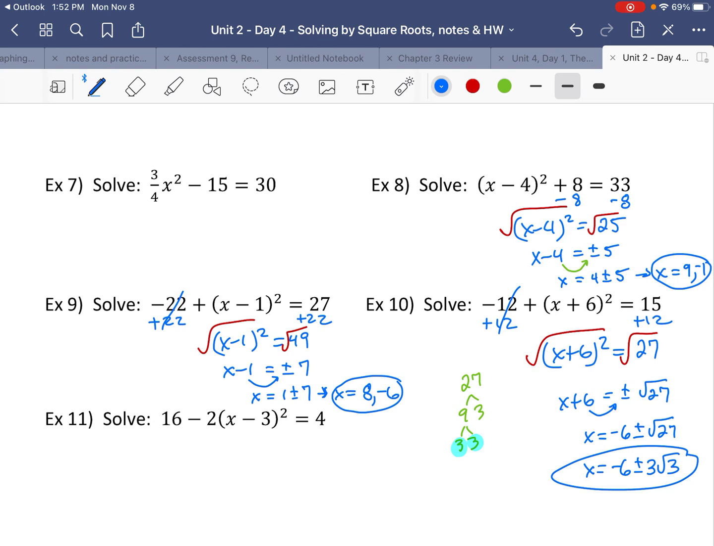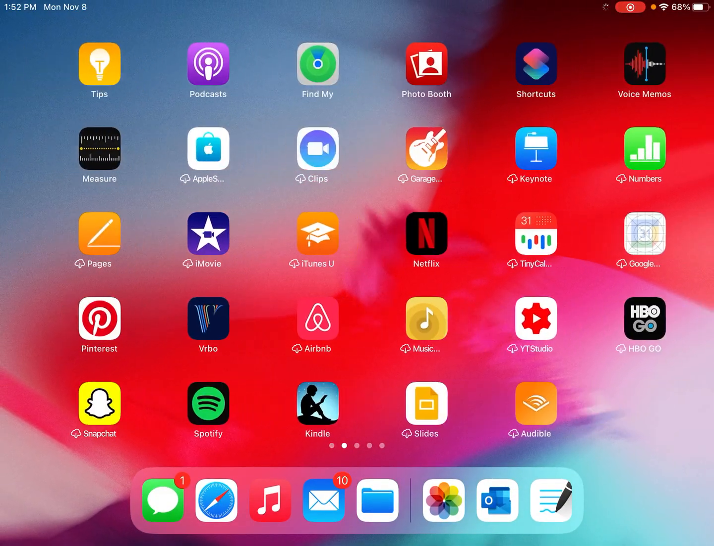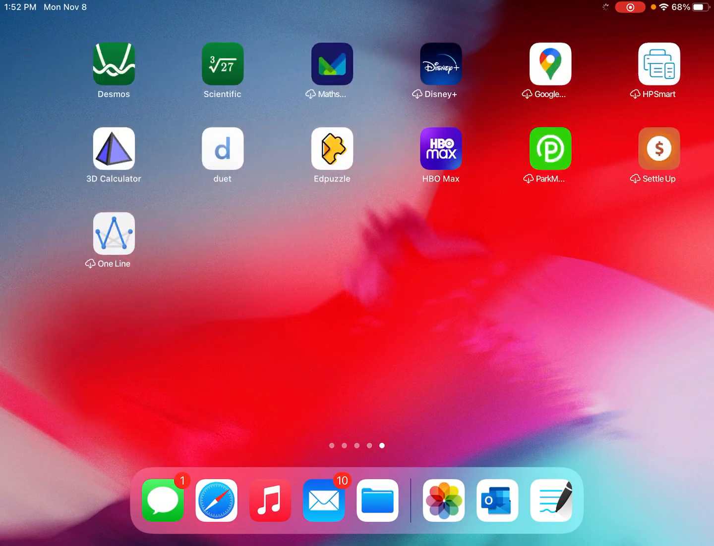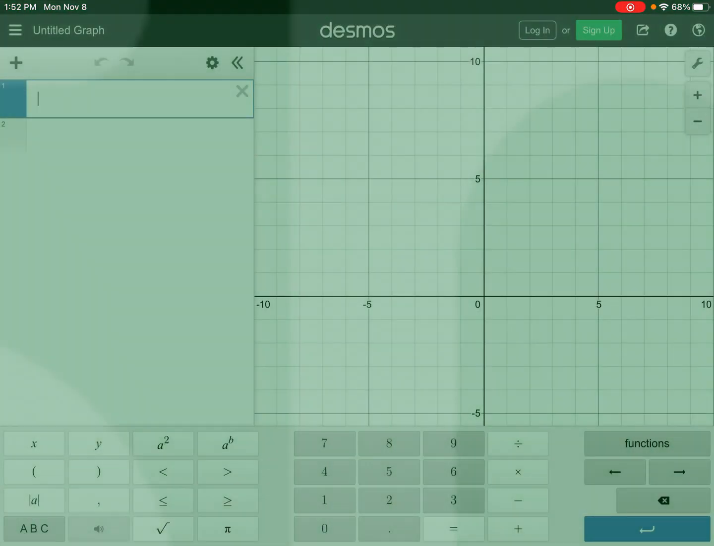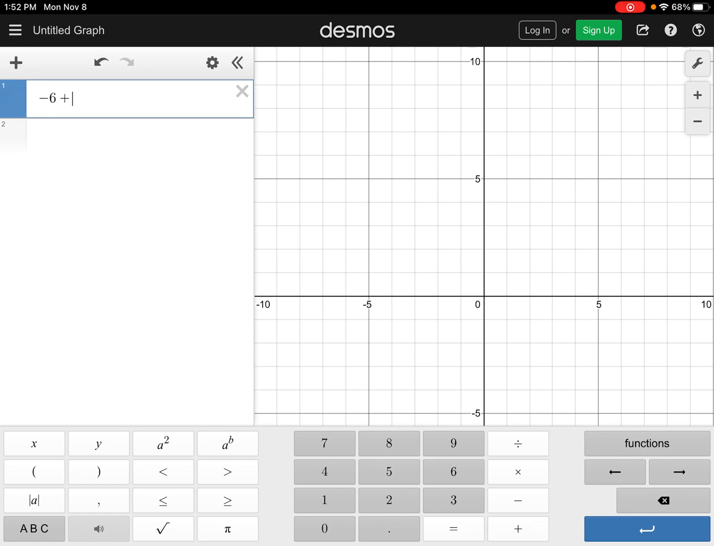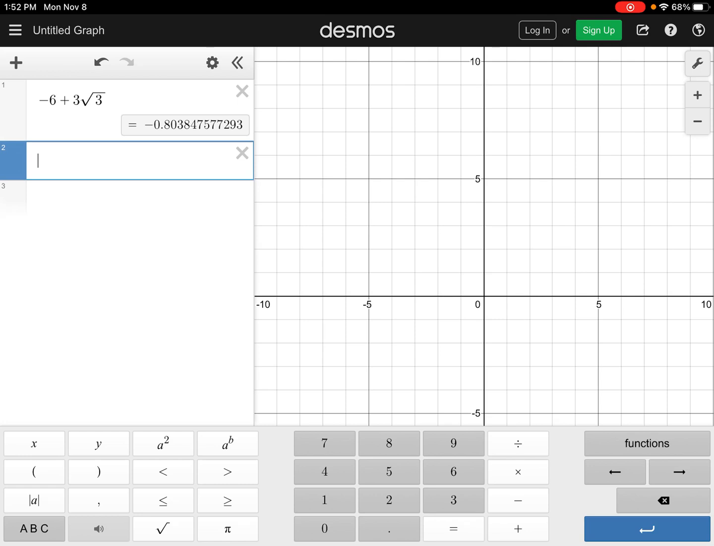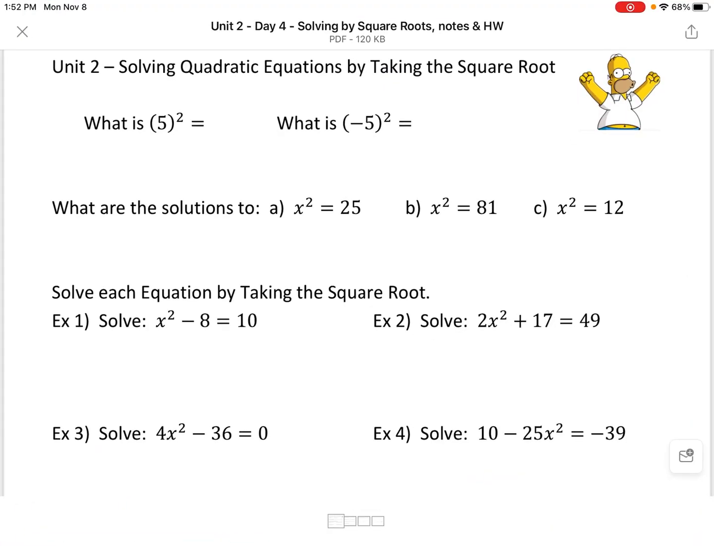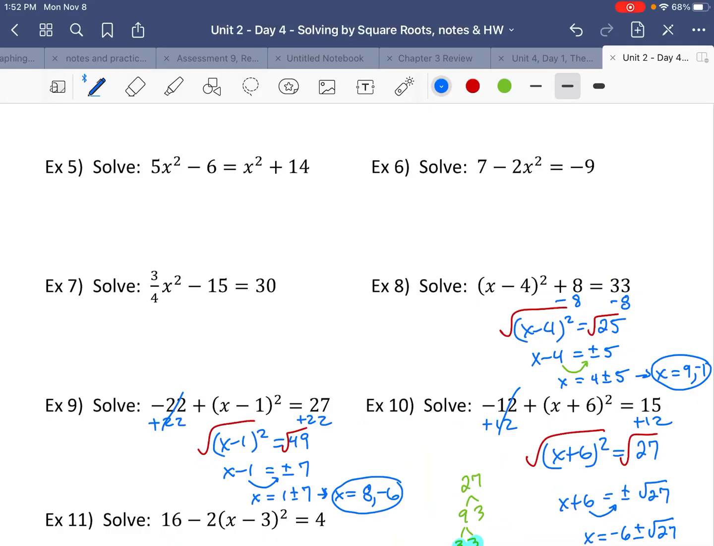And if I ever needed to, I could go to a calculator and type in negative 6 plus 3 radical 3. So if I wanted to, I could put in negative 6 plus 3 radical 3, and there's the decimal for it. And then I could type in negative 6 minus 3 radical 3. So those would be my actual answers, but really we just want to leave it like I had it on the page. Okay. Oopsie, wrong one.